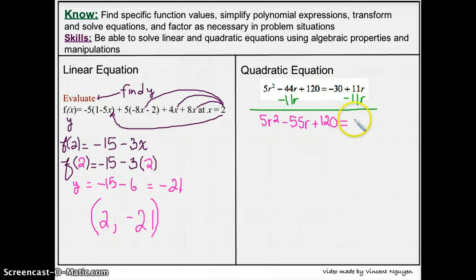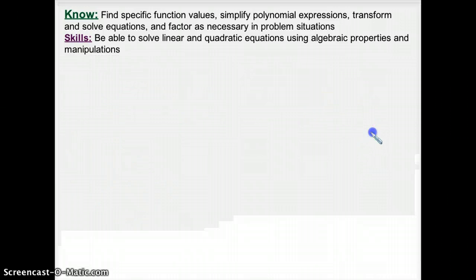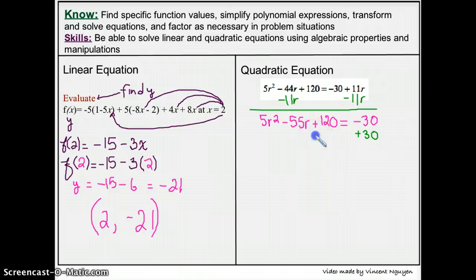I still have negative 30, so I'm going to write negative 30 down. The next step, by this time you should know what next step to take. In order for the negative 30 to be on the opposite side, I must add 30 to both sides of the equation. Remember opposite order of opposite operation.